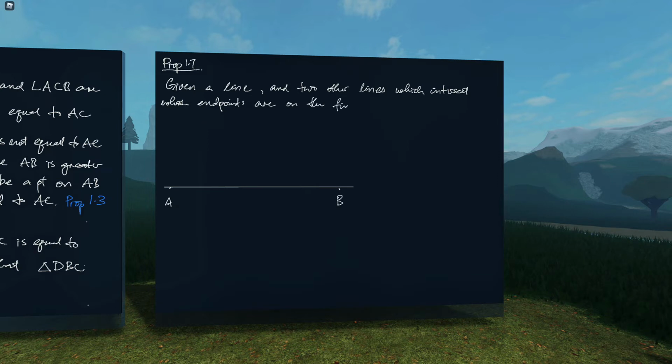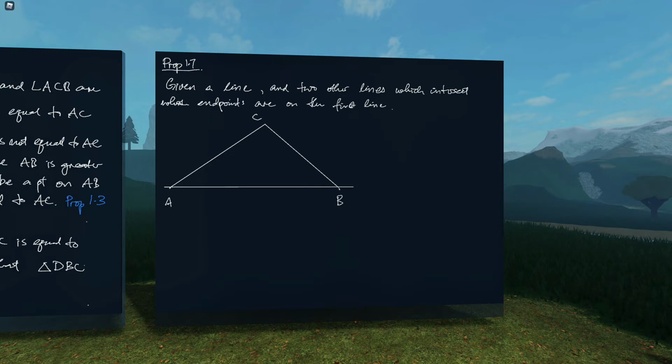On the first line, I'll draw these in. So let's just use A and B as the endpoints. And we've just got two lines like this. They intersect at C, say C, and the endpoints are A and B.